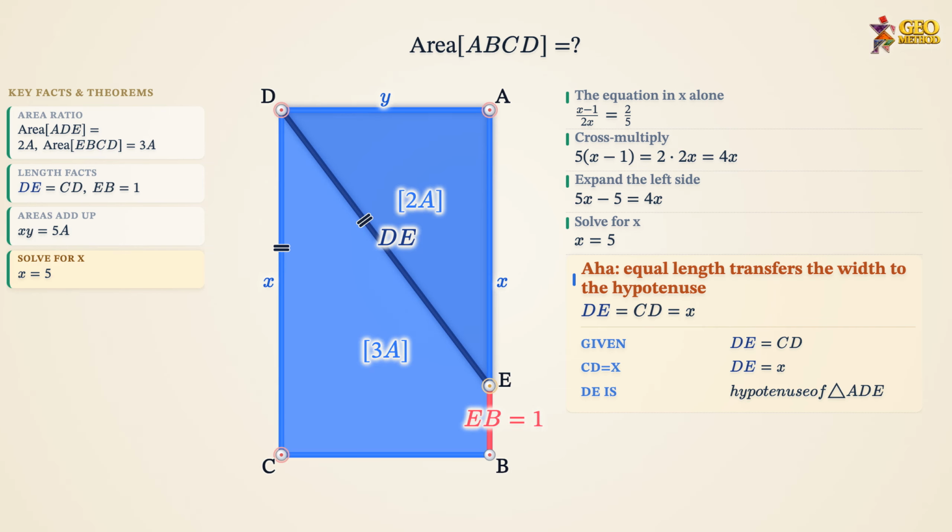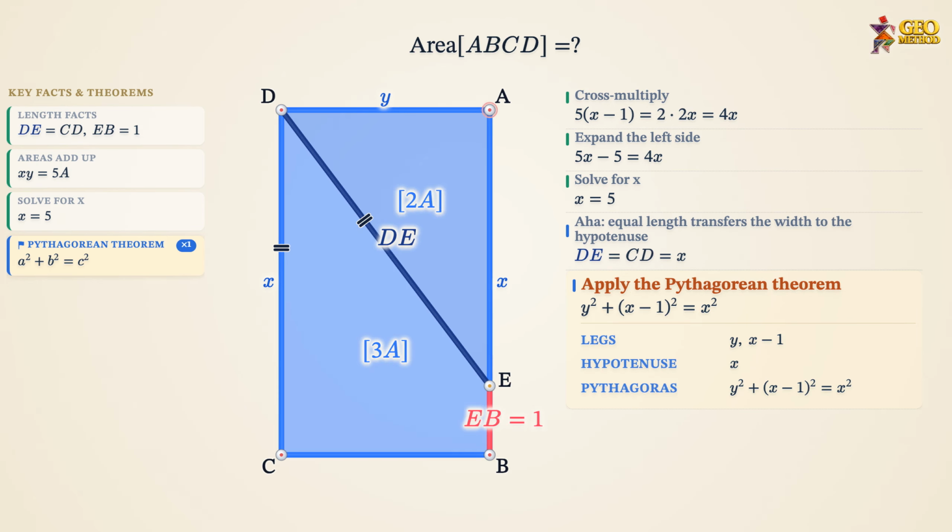Aha! The given equality, segment DE equals segment CD, transfers the rectangle width x onto the slanted hypotenuse, segment DE, of right triangle ADE. With segment AE equal to x minus 1, Pythagoras now determines the remaining height without exposing the final area early. In a right triangle, the squares of the legs add to the square of the hypotenuse. Here the legs are y and x minus 1, and the hypotenuse is x, so y squared plus x minus 1 squared equals x squared.